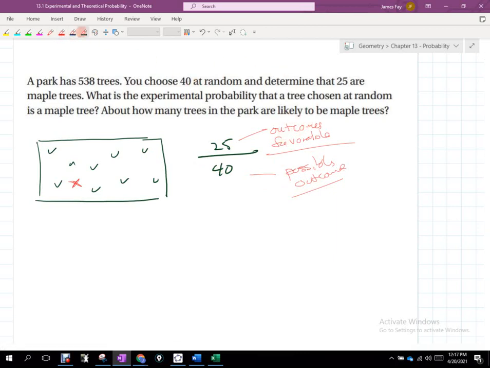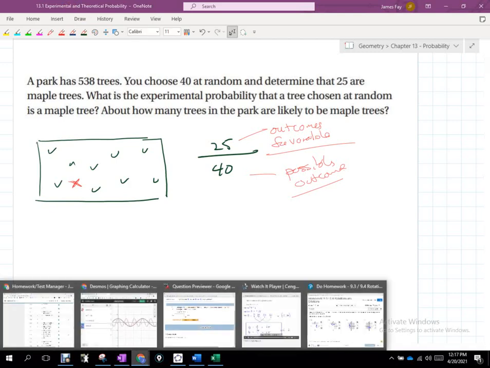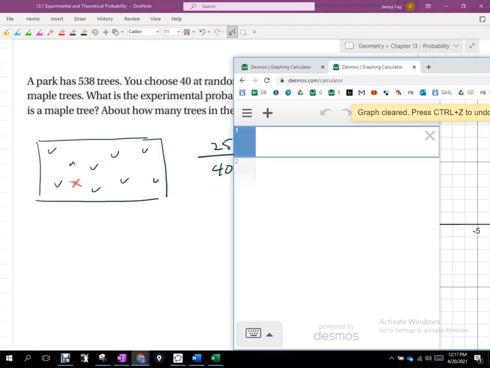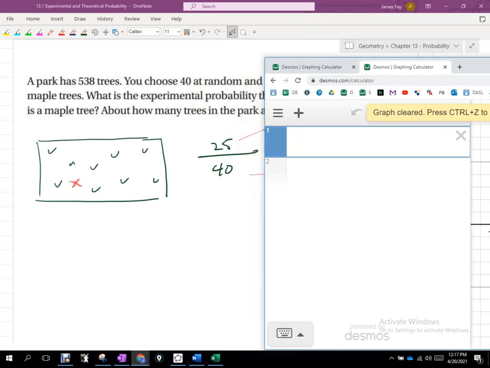So now, let's use that value. We're saying that out of every 40 trees, 25 of them are maple. So if I have 80 trees, 50 would be maple, right? If I had 400 trees, 250 of them would be maple. Is that okay with everybody? That's what we're doing here with this experimental probability.